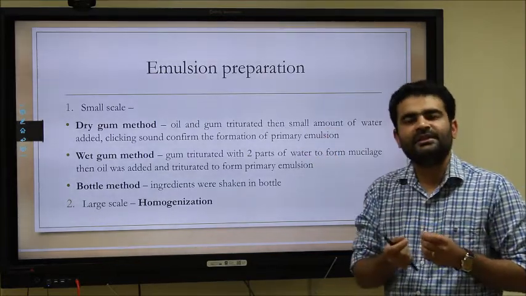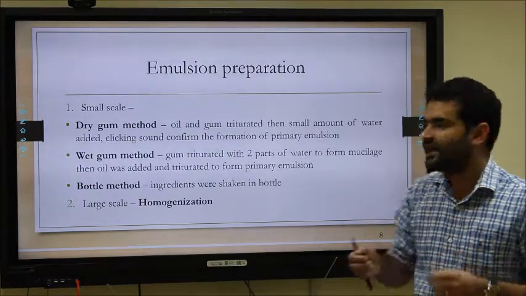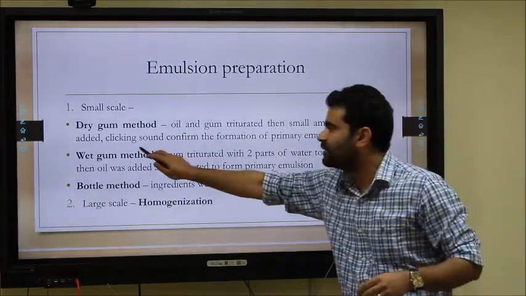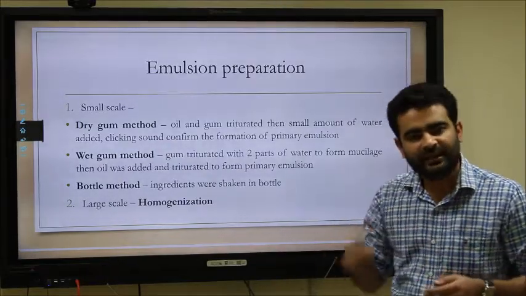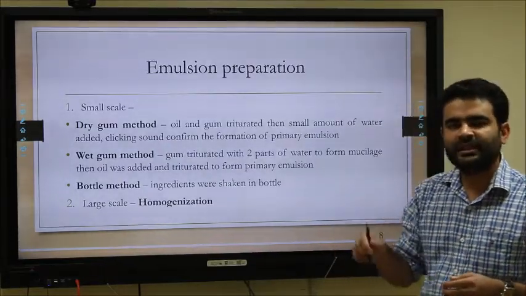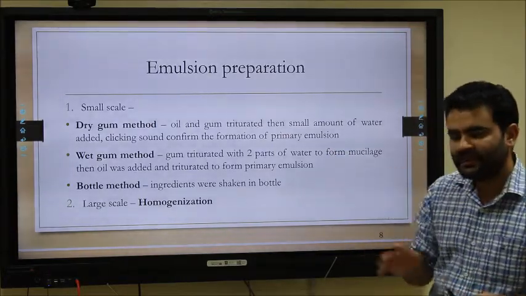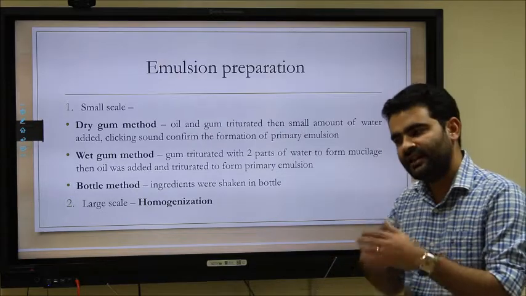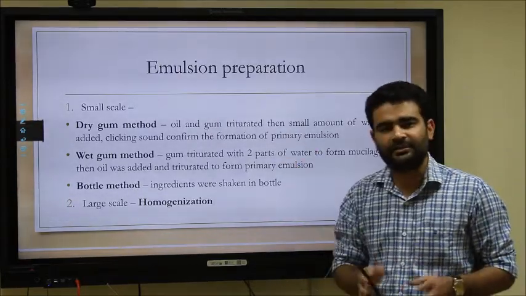In this type of consistency, small air bubbles burst when we mix them together, and the bursting of the small bubbles causes a clicking sound. When this clicking sound starts to appear in the mixture while we are mixing it, it means the primary emulsion has been prepared. The primary emulsion is then diluted with the dispersion phase, the bulk phase, to prepare the final emulsion.